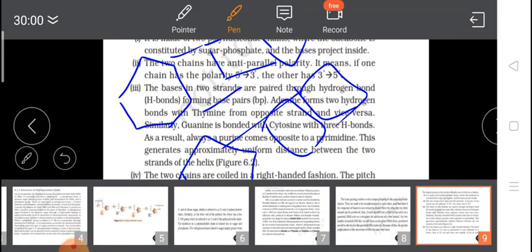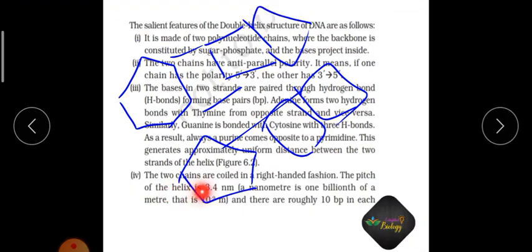So now coming to the next point, the two chains are coiled in a right-handed fashion. So what is meant by right-handed fashion? So they are going around in a right-handed manner. So they are moving towards right hand. So the pitch of the helix is 3.4 nanometer and there are roughly 10 base pairs in each.